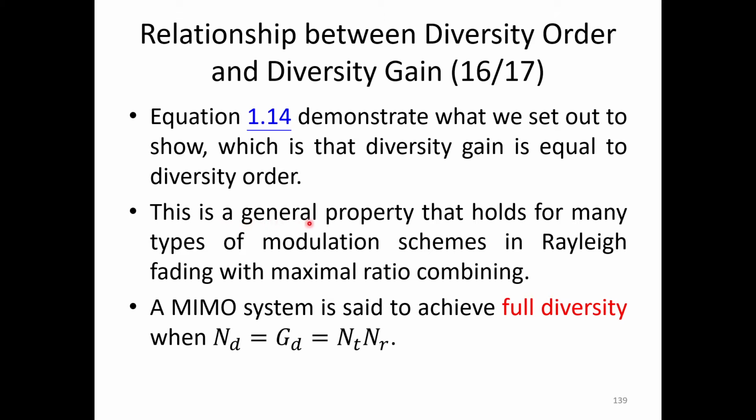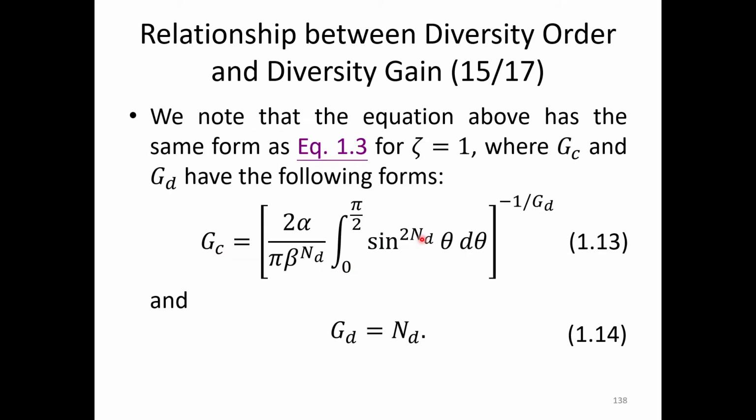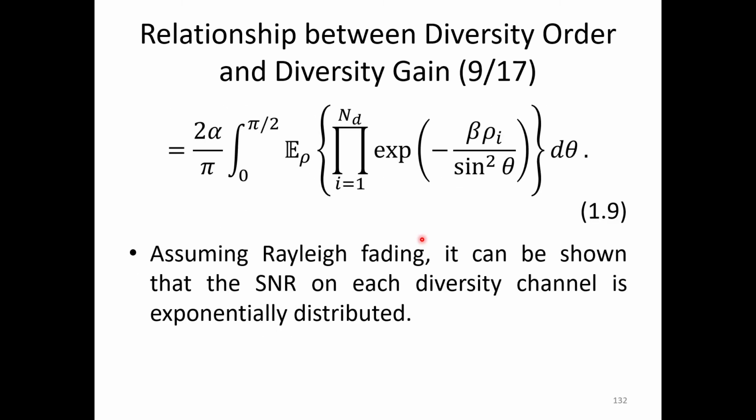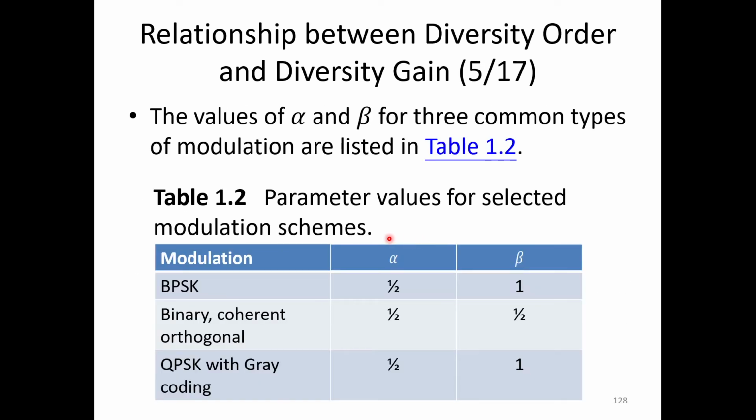This is a general property that holds for many types of modulation schemes, in Rayleigh fading with maximal ratio combining. Okay, for which types of modulation schemes? Okay, let us review a table. Table 1.2. For the modulation BPSK, binary modulation with coherent detector and orthogonal signals, and QPSK with gray coding.